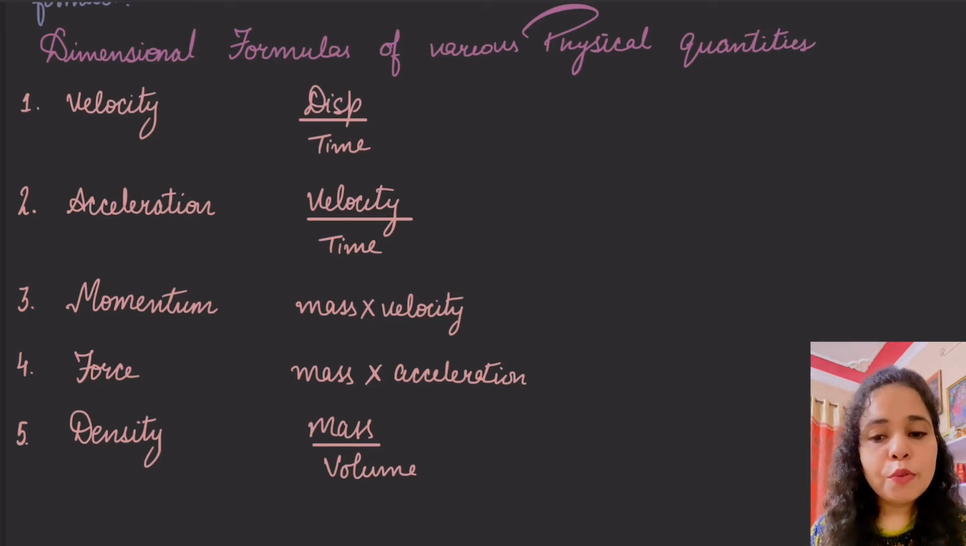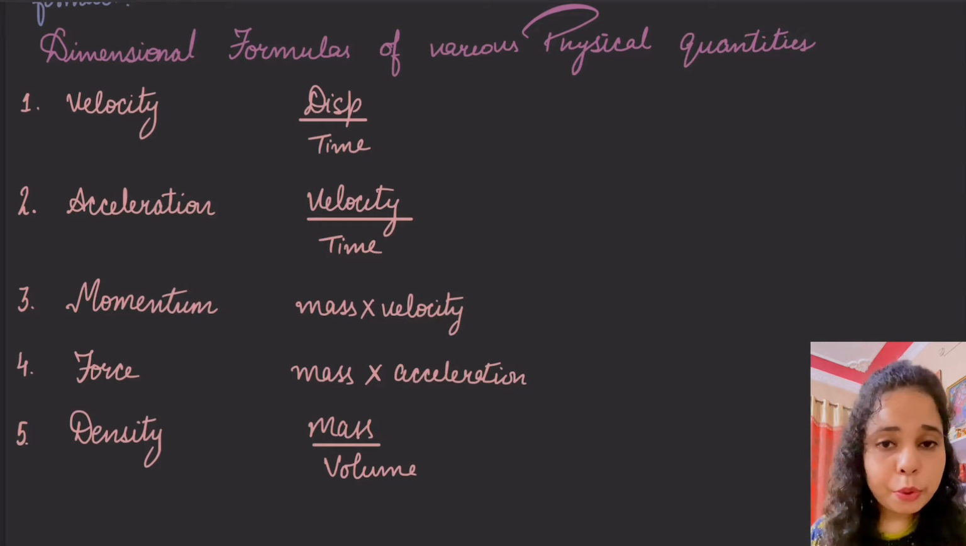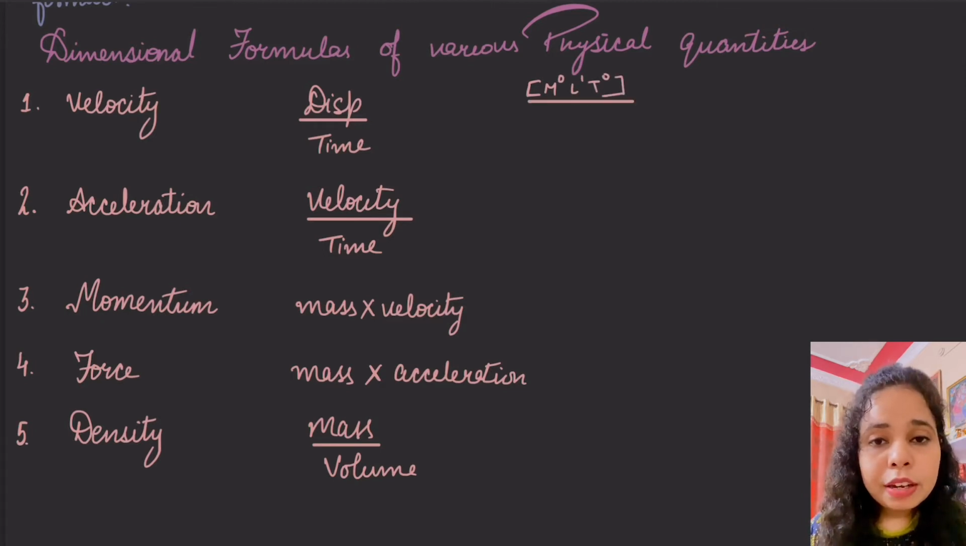First of all we will talk about the dimensional formula for velocity. We know velocity is displacement upon time. Displacement is a physical quantity measured in terms of length, so we can take displacement as a length, and time is already a fundamental quantity which is measured in seconds. We have no mass involved in this formula.